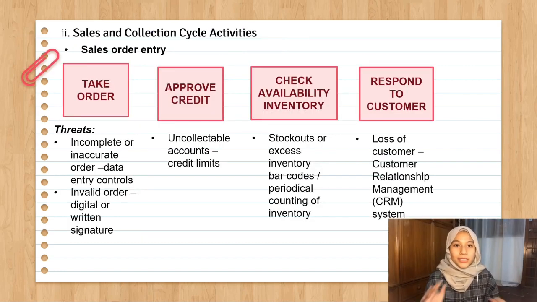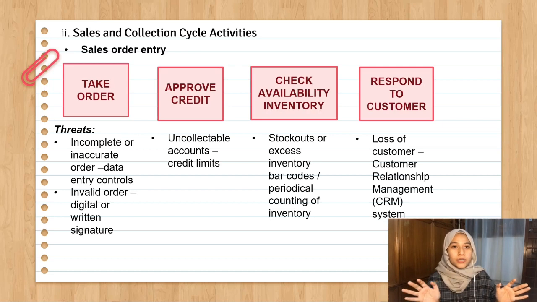Okay, so the next one is sales and collection cycle activities. The first activity is sales order entry. Sales order entry is basically about the company taking the order from the customer, and they will either approve or disapprove the credit, and then they will check the availability of the inventory, and they will respond to the customer. So there will be threats along the way.